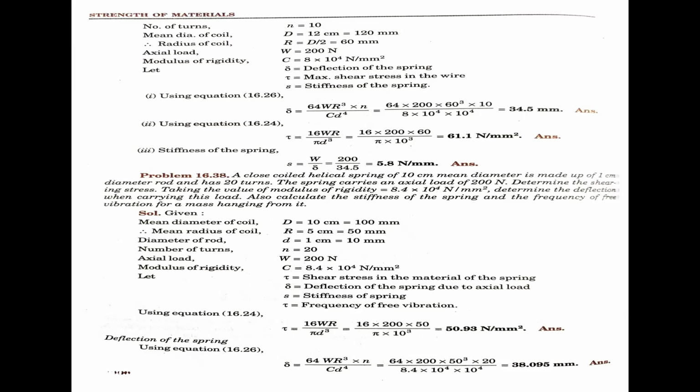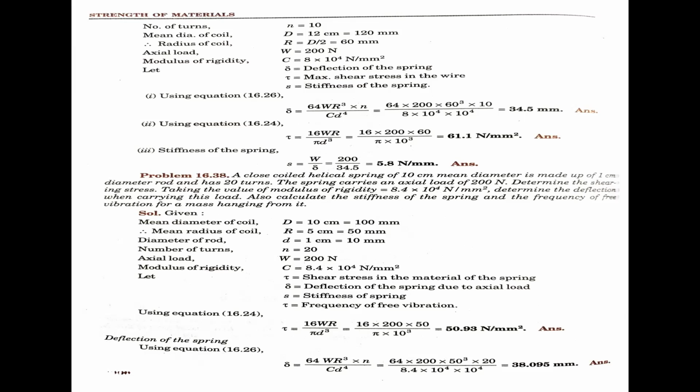Okay, now another example problem, 16.38. A closed coil helical spring of 10 centimeters mean diameter is made up of 1 centimeter diameter rod and has 20 turns. The spring carries an axial load of 200 newtons. Determine the shear stress.